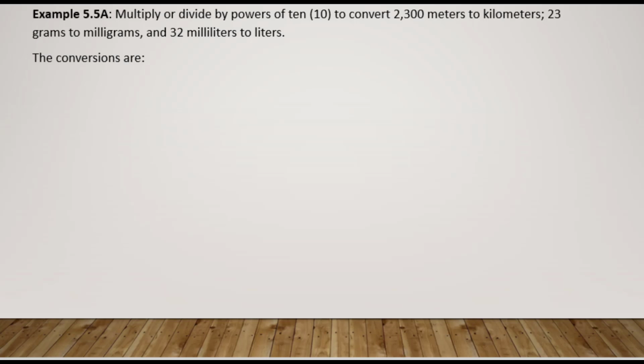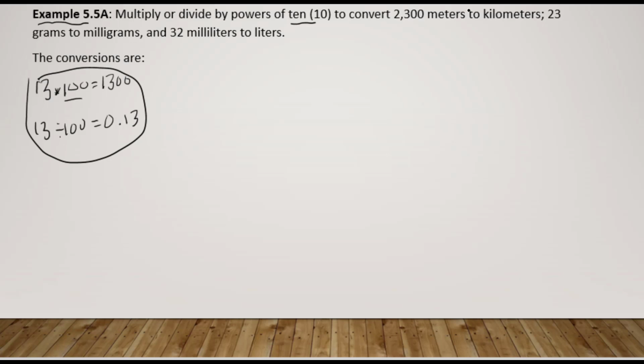So this is 5.5a, only 2 more left. I'm going to multiply or divide by powers of 10. Remember what that is? Here's an example. 13 times 100, that's the power of 10, would move the decimal 2 places. 13 divided by 100 would move the decimal 2 places the other way. So that's a refresh from chapter 3.